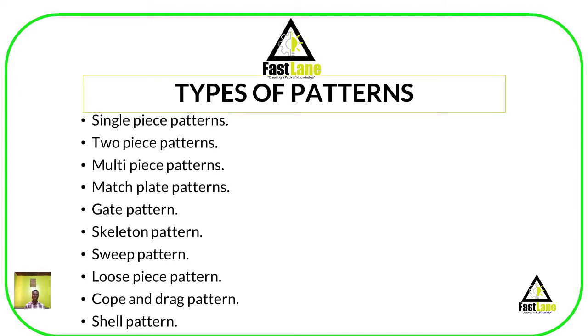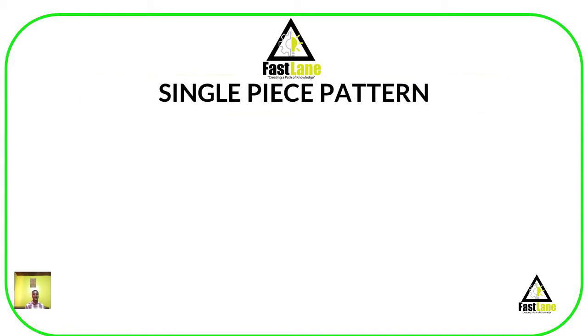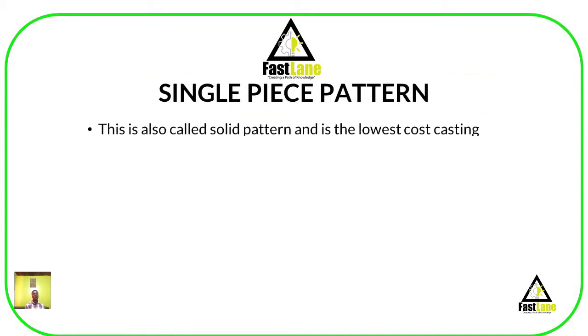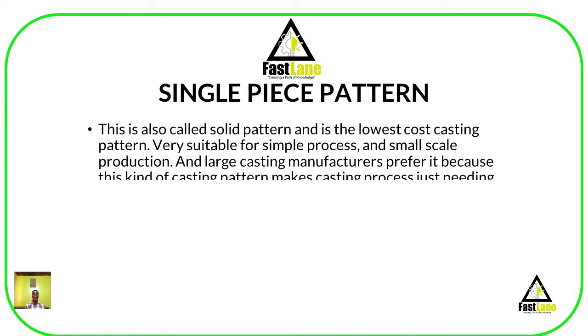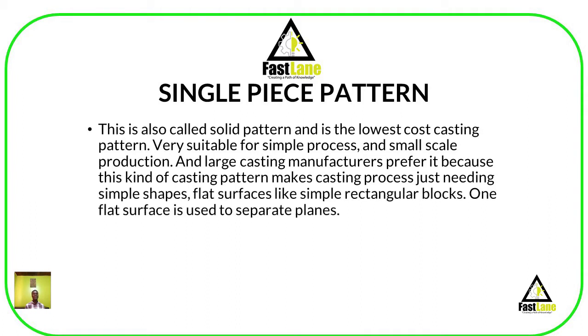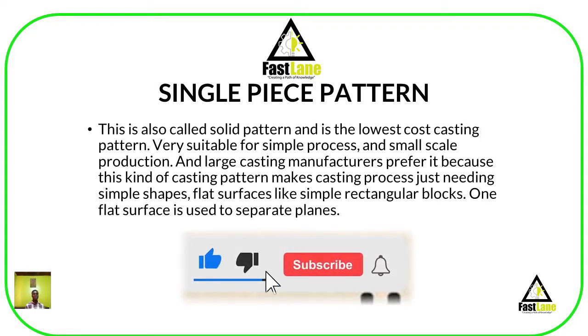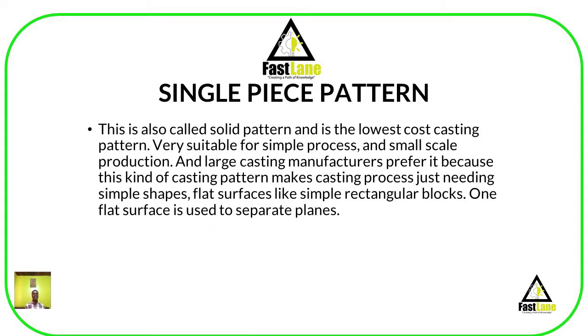To begin with, we have what we call a single piece pattern. A single piece pattern is also referred to as a solid pattern. We find that this type of pattern is low cost, and it is suitable for simple processes, in that it can be used for small scale production. This type of pattern makes the casting process easier because it involves simple shapes. They can be flat, they can be simple rectangular blocks and so forth.